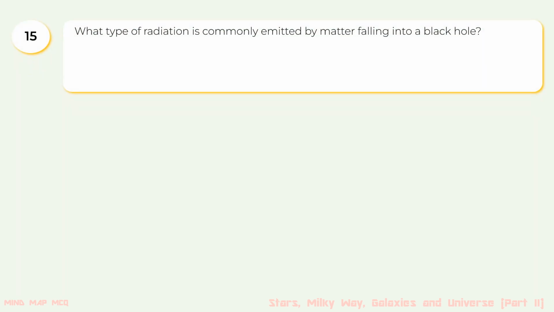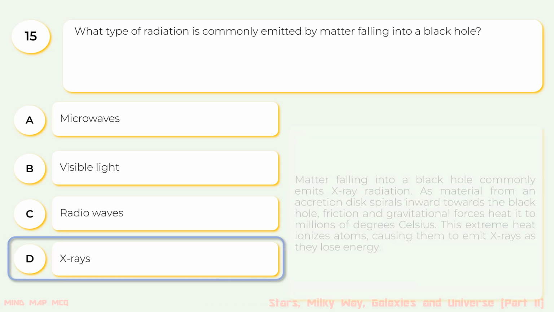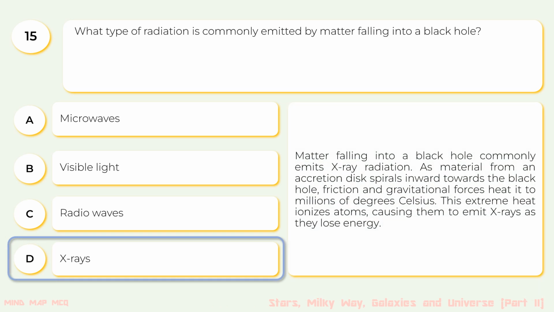15. What type of radiation is commonly emitted by matter falling into a black hole? The options are A. Microwaves, B. Visible light, C. Radio waves, and D. X-rays. The correct option is D. X-rays. Matter falling into a black hole commonly emits X-ray radiation.